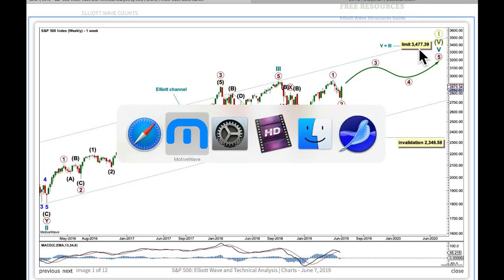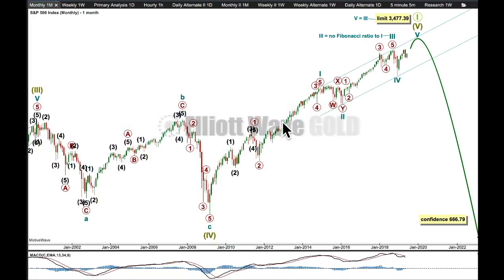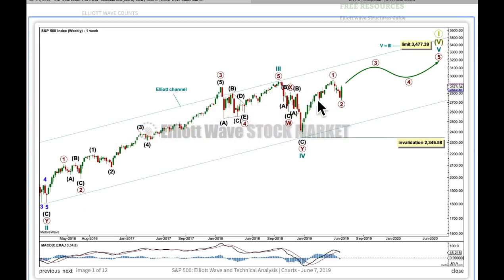Let's have a quick look back at that monthly chart. We've got a long first wave, second wave combination, third wave is shorter than the first wave, the fifth wave begins here, and so for a core Elliott wave rule stating that this third wave may not be the shortest out of 1, 3 and 5, for that rule to be met, the fifth wave may not be longer than equality in length with the third wave. The limit is at 3477.39.